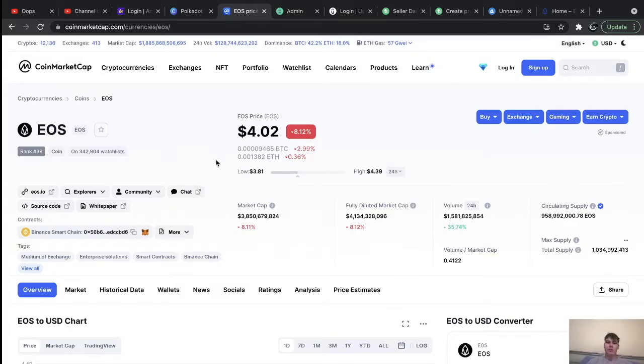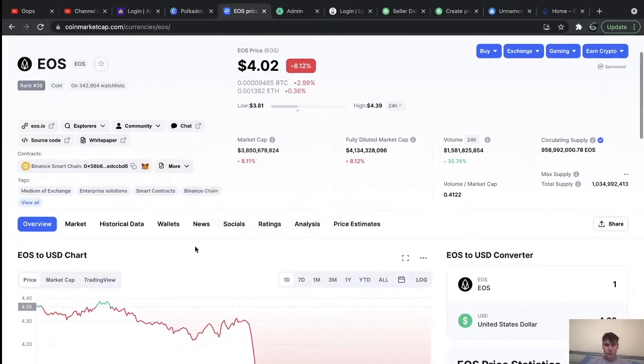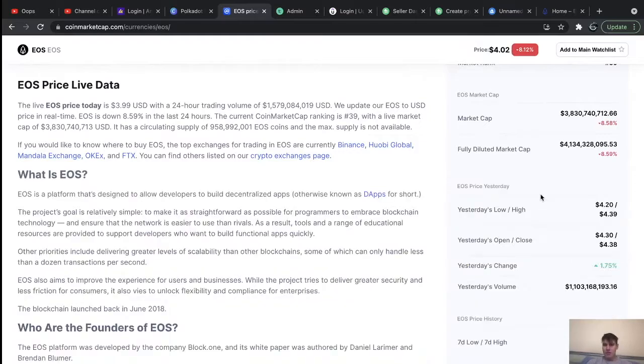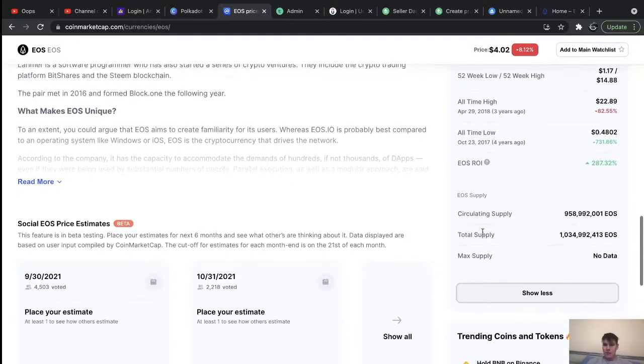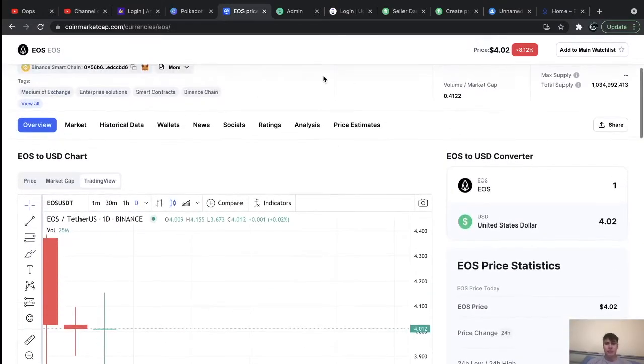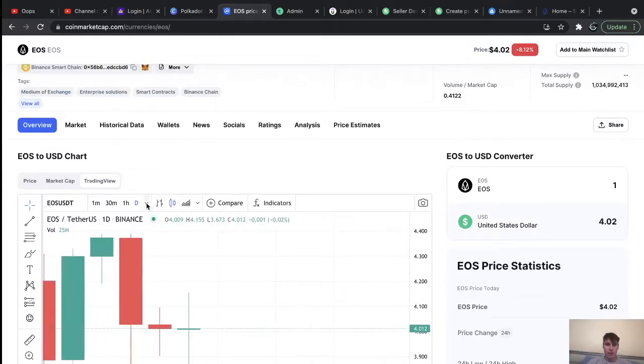Currently, EOS is ranked number 39. First thing we do, I'm going to go to TradingView down there just to get that set up. Then I'm going to go down here and we can see circulating supply 958 million. Total supply 1 billion. Max supply no data. What that usually means is that the total supply is the max supply. So we're very close to the total supply, which is a good thing because that means the price isn't going to be affected too much.